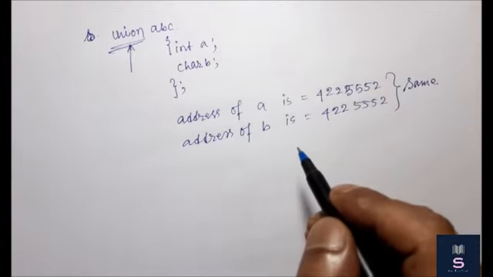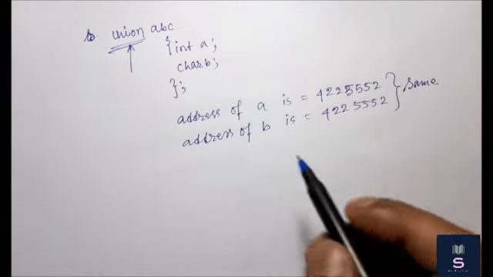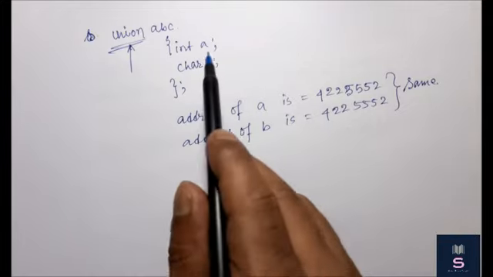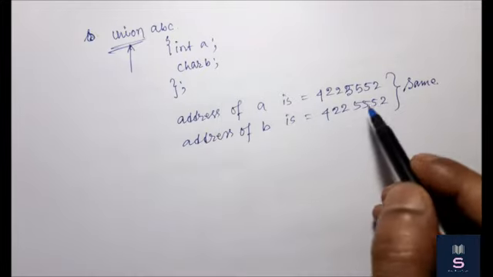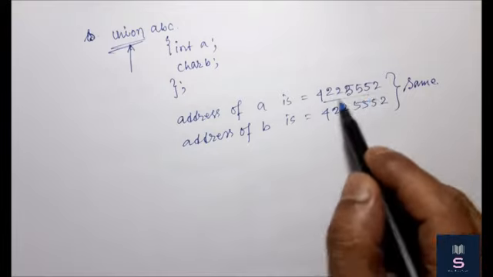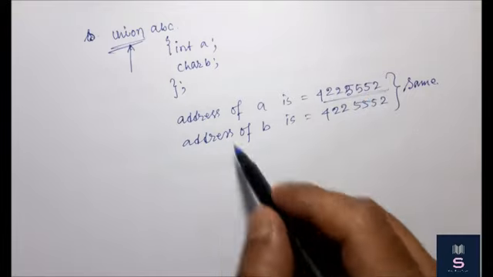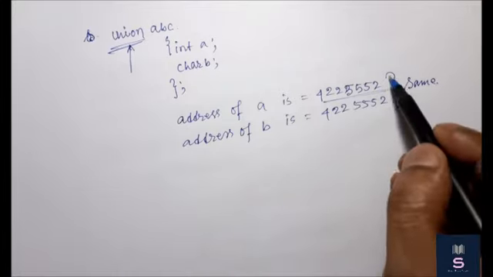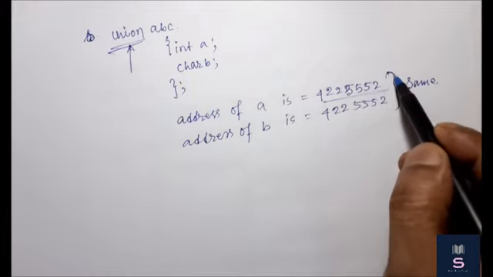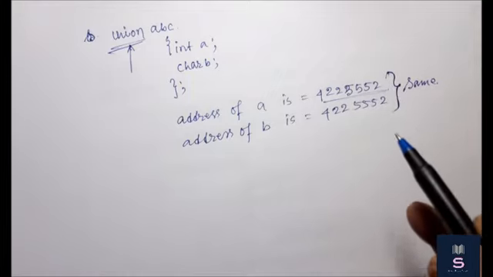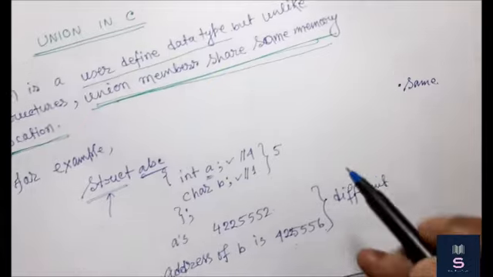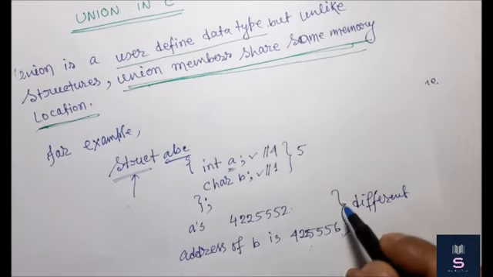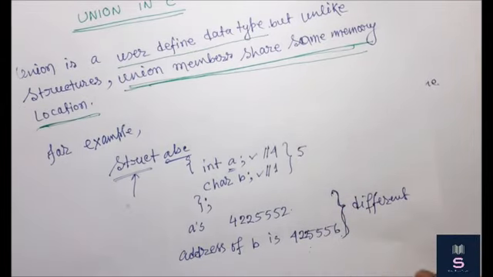From this point we can understand that in case of union they share the same memory location. So in this example, I just want to make a difference between structure and union: in case of union they share the same memory location, but in case of structure their individual members get different memory locations. It is a contiguous memory location, but the address is different.